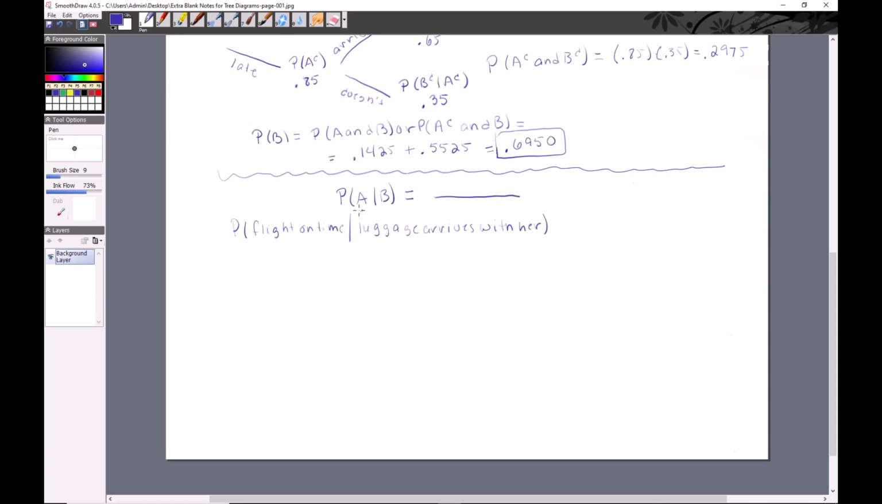Now the conditional probability has a formula. Remember? This will be the probability of A and B, which we know, divided by the probability of, well, which of the two? Won't it be the B? It's always the second one in the conditional, the conditional part of it. All right, the probability of A and B is 0.1425. And the probability of B was that we just found. That's 0.6950. So there's our answer for that question, 0.2050. Interesting, all right? So good times.